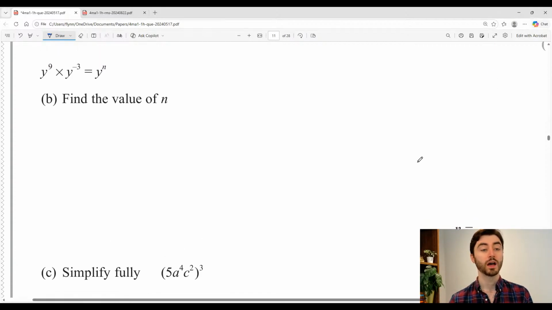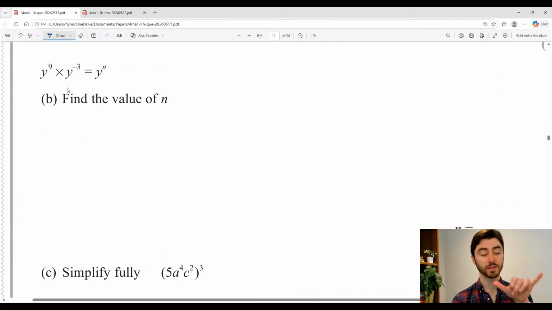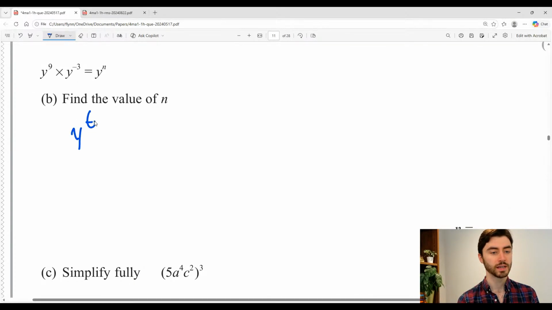Here, this is power laws. So when you multiply things to the same base, the powers add. So I can simplify the left-hand side as y to the 6 equals y to the n. So n is just equal to 6.